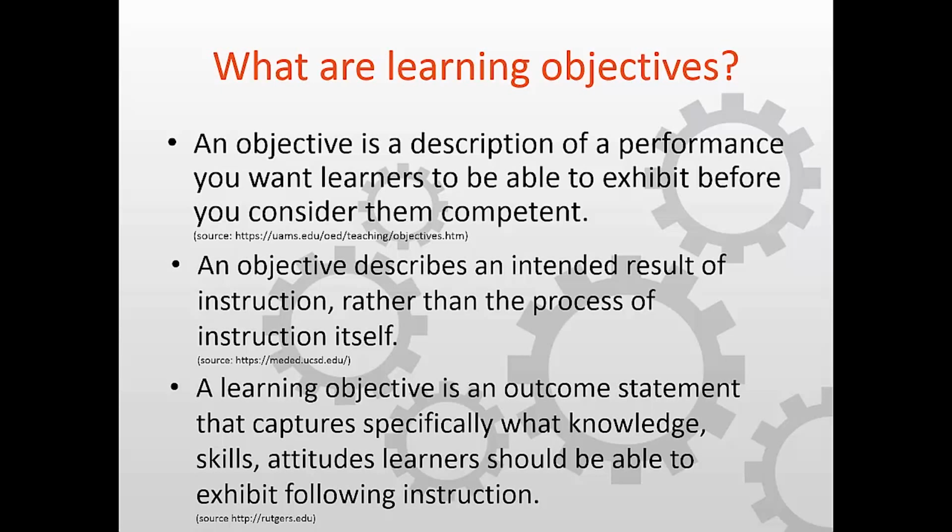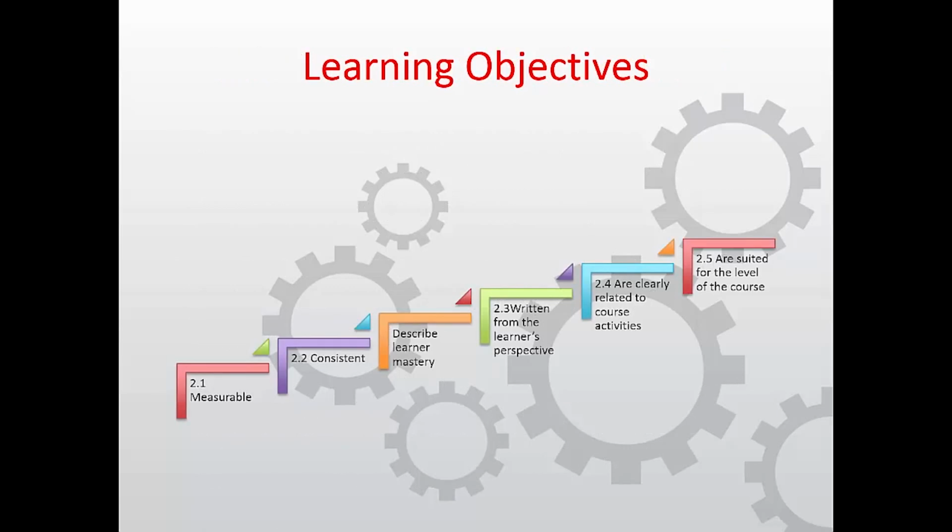The Quality Matters rubric discusses learning objectives in General Standard 2. All specific review standards in General Standard 2 are 3-point standards and essential to a course. Let's do a quick review of each. Course learning objectives must be measurable, and the module or unit objectives must be consistent with the course level objectives and describe learner mastery. They must also be written from the learner's perspective, clearly relate to the course activities, and be suited for the level of the course.